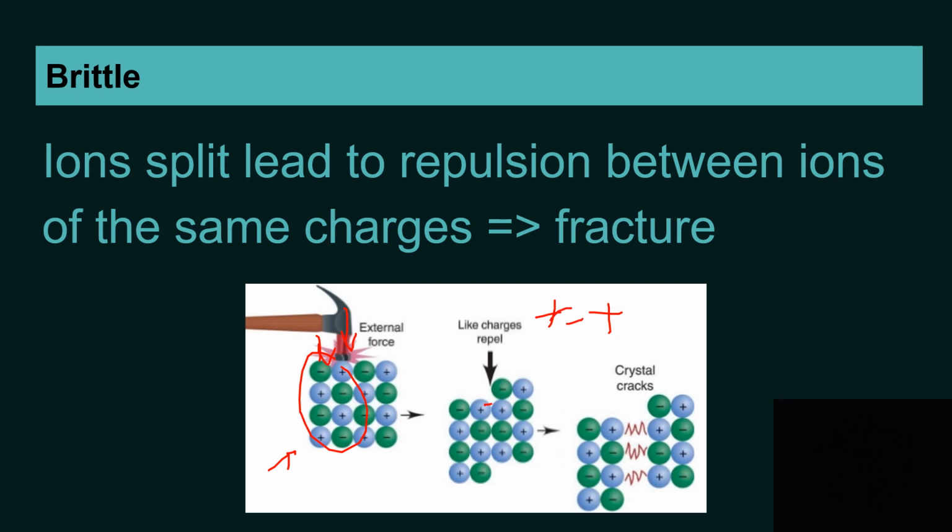We can see an example here, like I think you guys know magnets. We have a plus charge and a minus charge here, and if another magnet has the opposite charge, they will attract each other. But if they have the same charge, for example plus and plus here, they will push away from each other. And that thing also works the same for brittleness in ionic compounds.